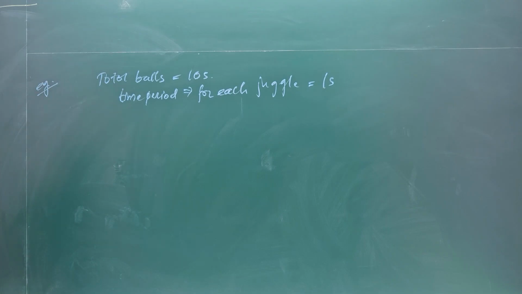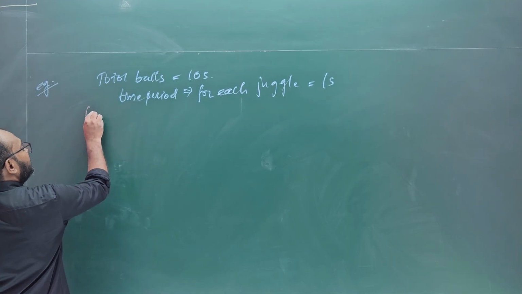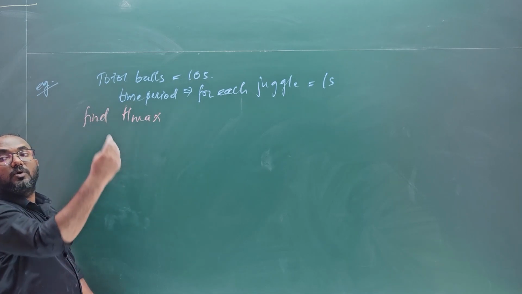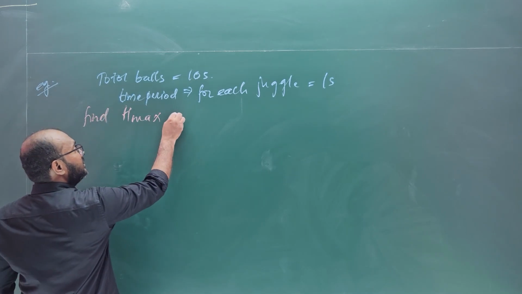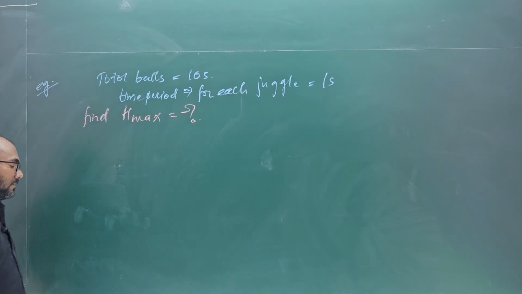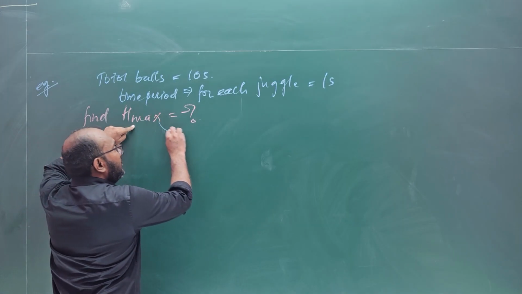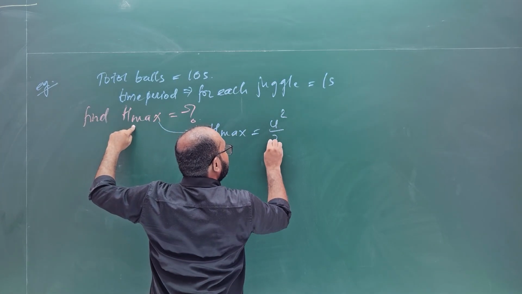Now how many balls are there? 10 balls. What is the juggle time given? 1 second. Now the question asked is: find H max. How high he has thrown the balls so that it matches that point. So how to find this H max? To find H max we need U. What is our formula for H max? H max is nothing but U square upon 2G.